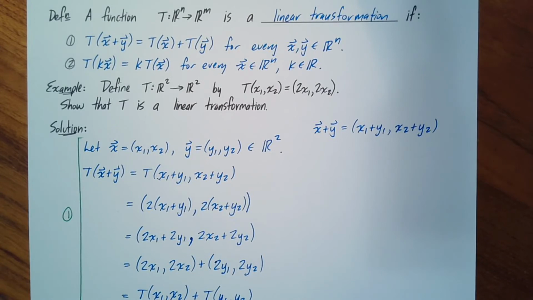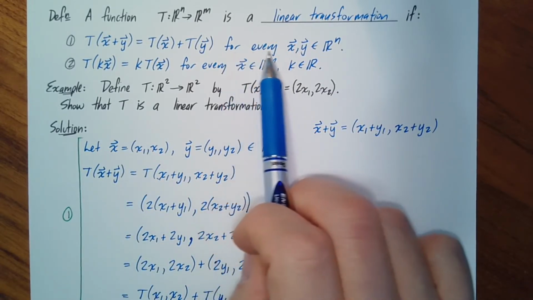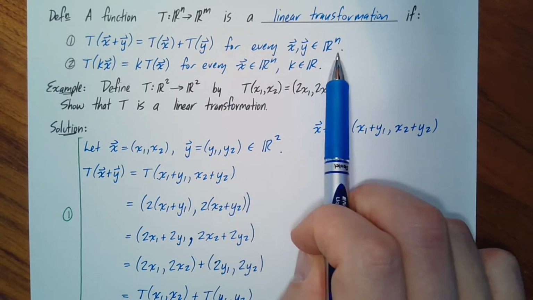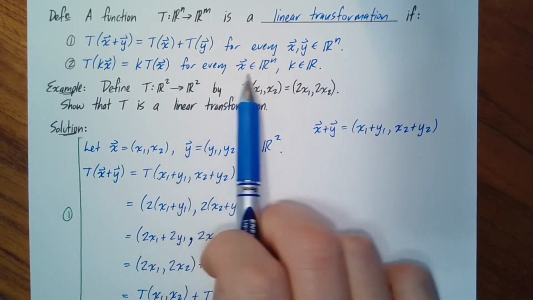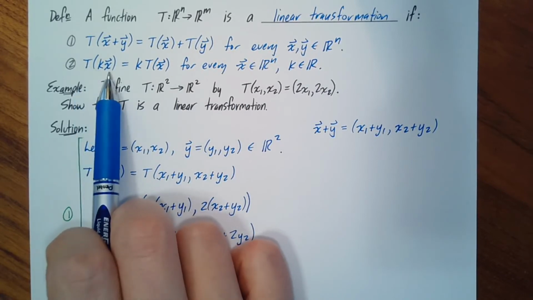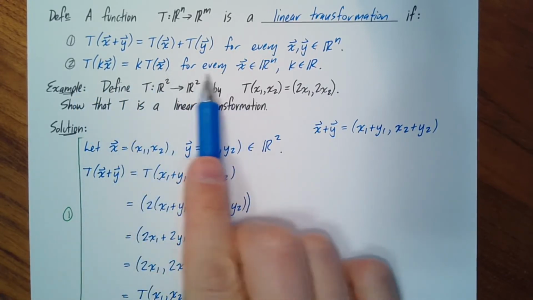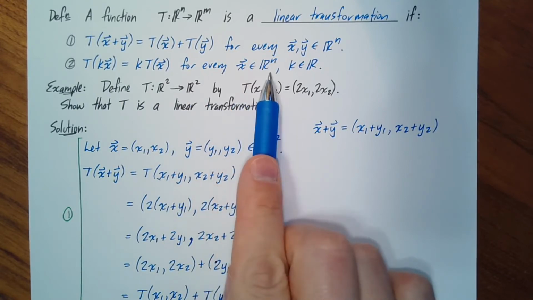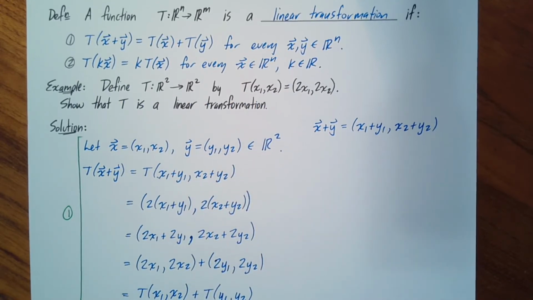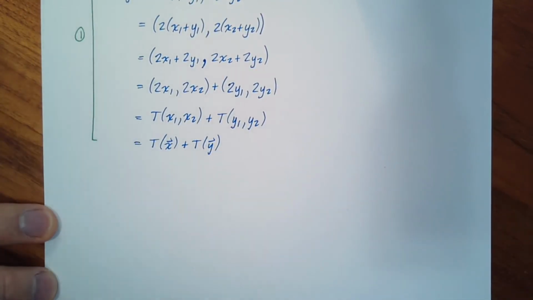So look at how we started this one. How do we start property 1? We started by assuming we had two vectors x and y in R2. Really what we were doing is looking at the end to figure out what to start with. We need to show that T of kx is equal to k times T of x, for every vector x in R2 and every scalar k. So let's start by picking an arbitrary vector x in R2 and an arbitrary scalar k.